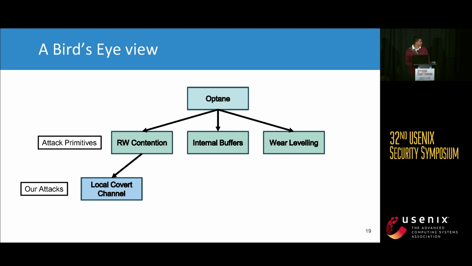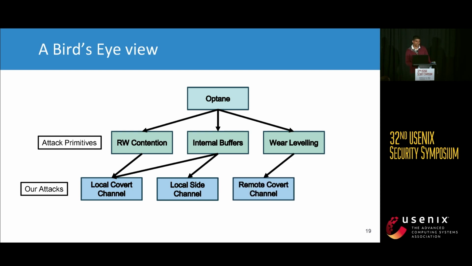The read-write contention phenomenon can be used to easily construct a local covert channel. Using our internal buffers, we can construct a local covert channel and a local side channel. And wear leveling actually gives us 2 different covert channels that we can construct. We can construct a remote covert channel, and we also construct a new kind of asynchronous covert channel, which I call the noteboard attack. In this talk, I'll be focusing on the noteboard attack. For more details on our other attacks, I request you to read our paper.